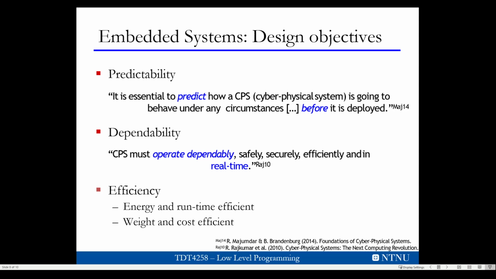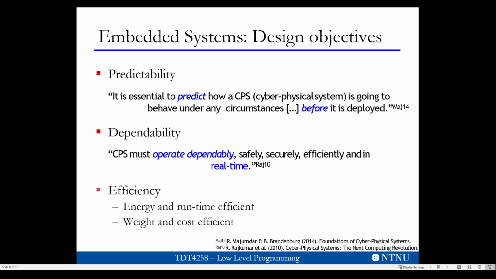Efficiency is also very important, and efficiency could be in different aspects. It could be energy efficiency. For example, you should be able to perform operations with as little energy as possible. There are lots of embedded systems that are battery operated, and if it is energy efficient, your battery life is longer. Runtime efficiency means the embedded system should be able to take decisions within a certain deadline.